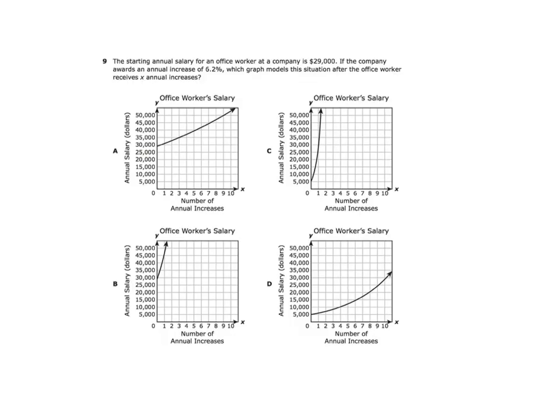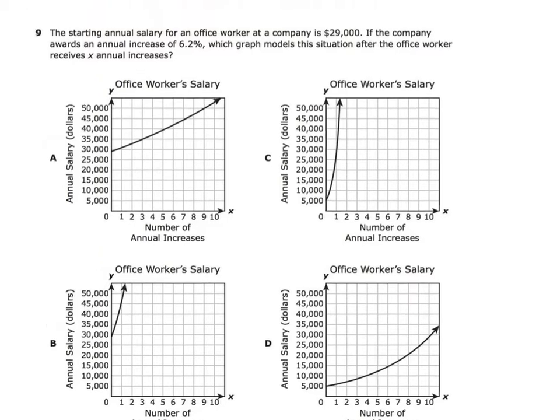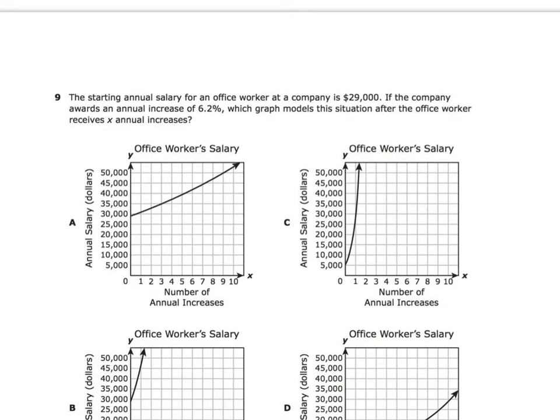So here I have a problem from one of the STAR tests, and in this problem you're supposed to see which one of these graphs matches the situation. So as we look at the situation, we have an exponential growth situation. And so I can go ahead and write my exponential growth equation, y equals, using the 29,000, that's my initial amount.